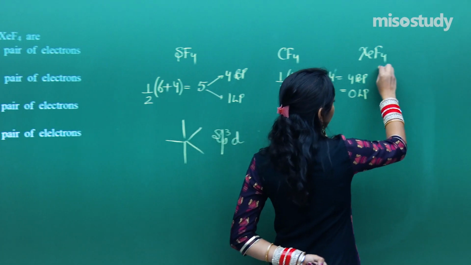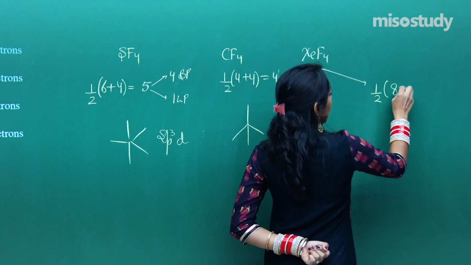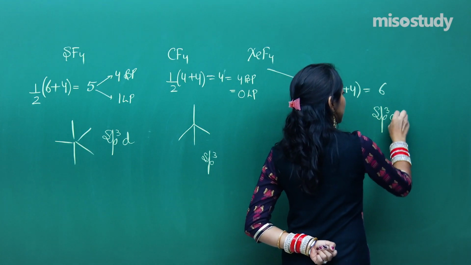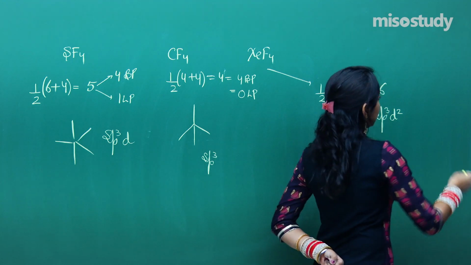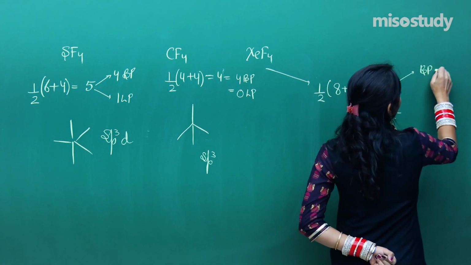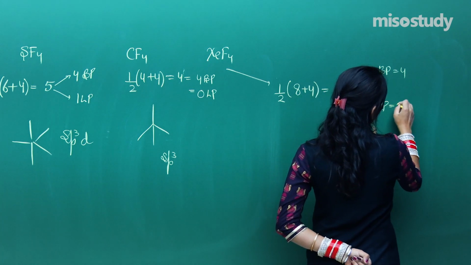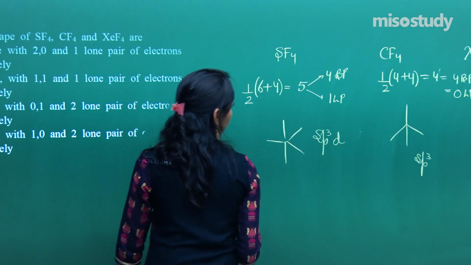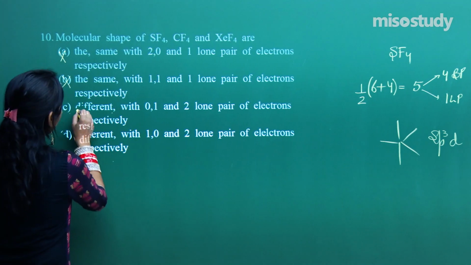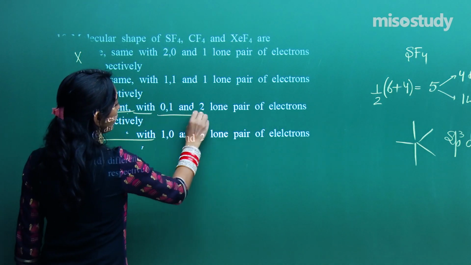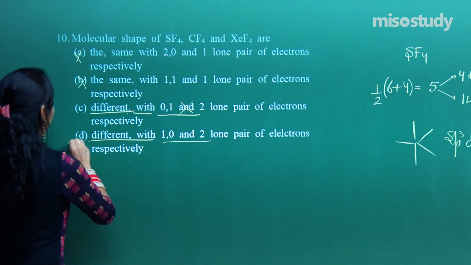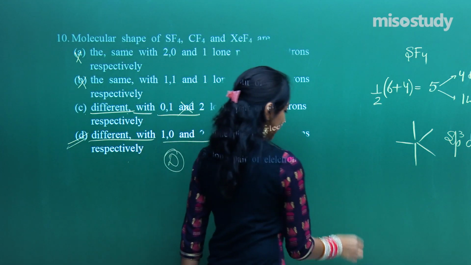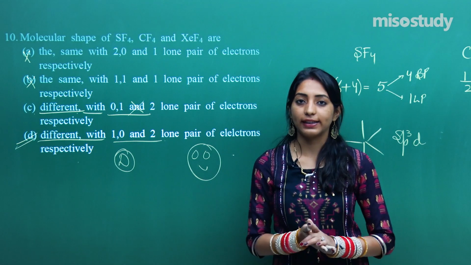And let's do it for XeF4, half of 8 plus 4, 12 by 2, which is 6. That means now it is sp3d2 hybridized. Again the shape will not be the same. Out of which bond pairs will be 4 and lone pairs will be 2, right? So they are different in shapes and the numbers of lone pairs are 1, 0 and 2 respectively. So option number D will be the correct option for our question number 10.